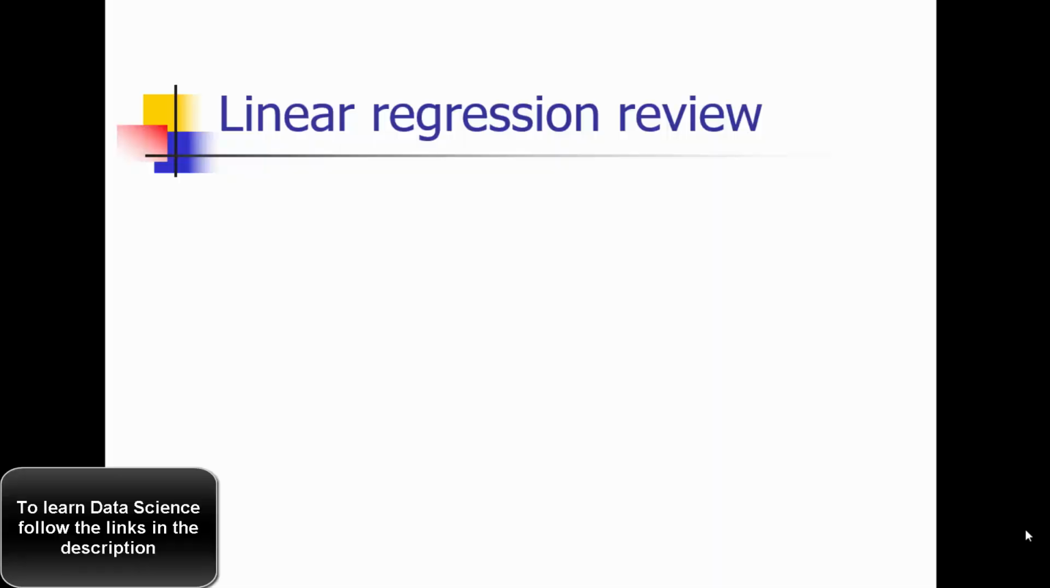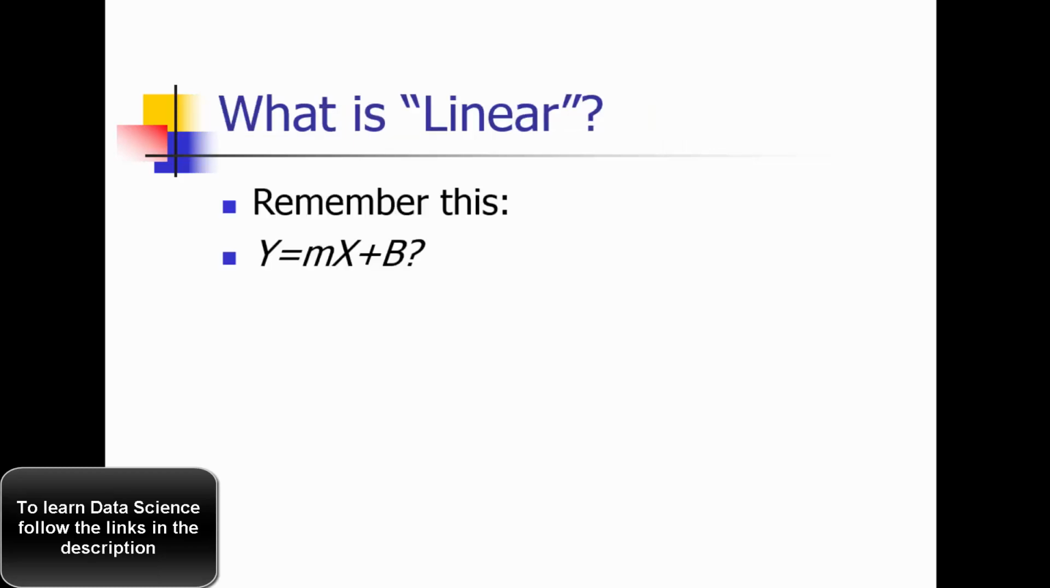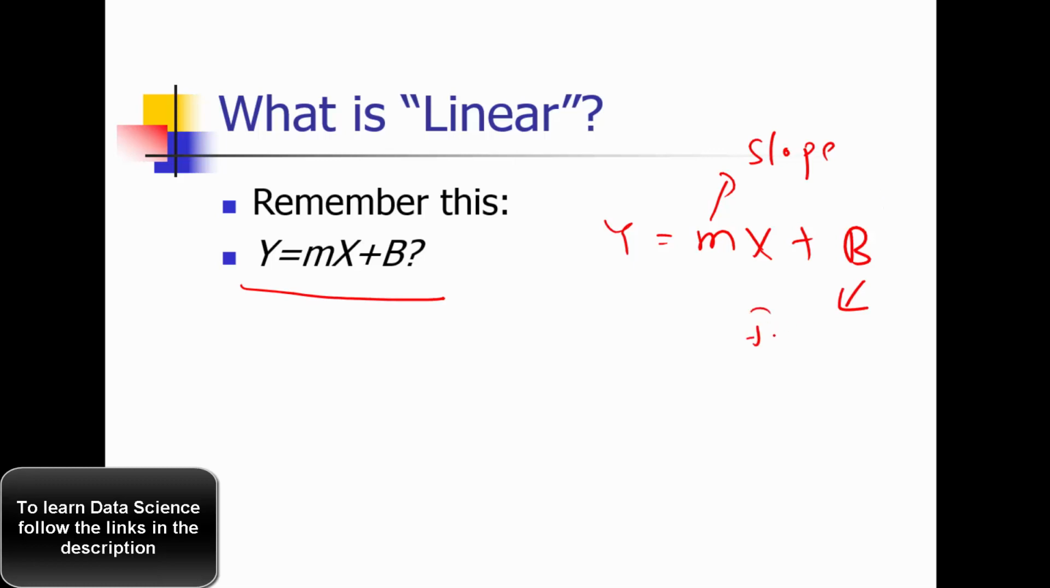Hi, in this video I am going to give you a brief overview of what linear regression is. Linear regression, as you know, is fitting a linear line to the data points, and a linear line is given by this equation: y equal to mx plus b. If you know the equation of a linear line, m stands for the slope of the line and b stands for the intercept.